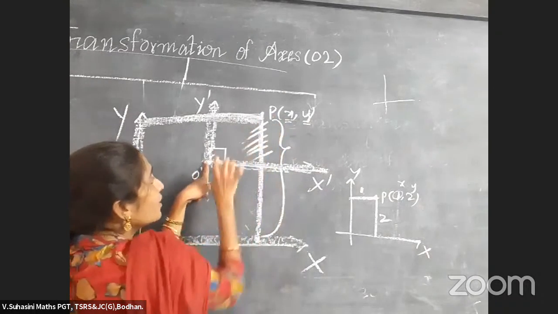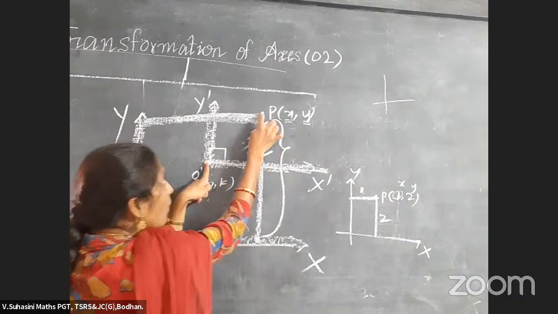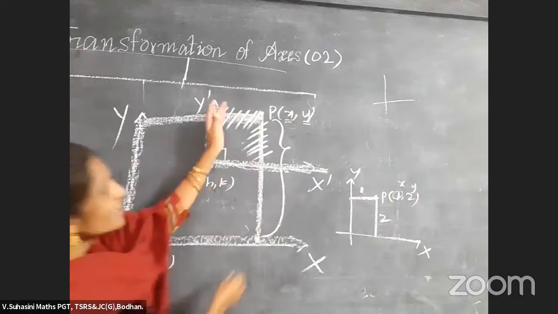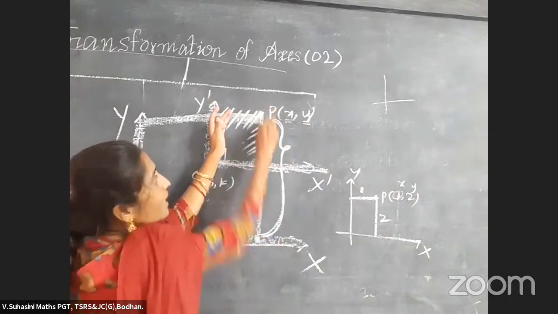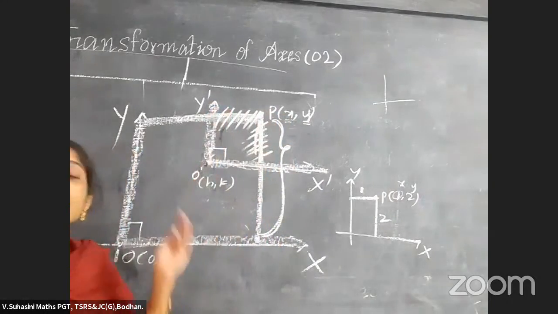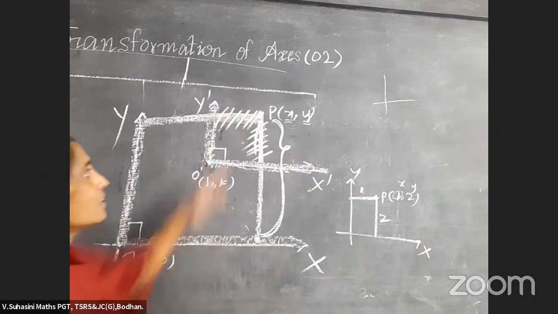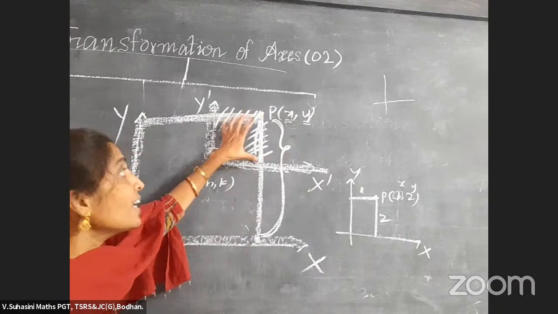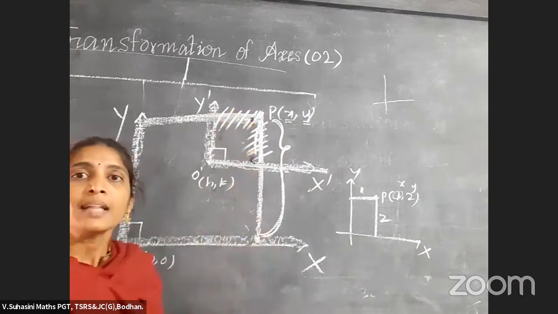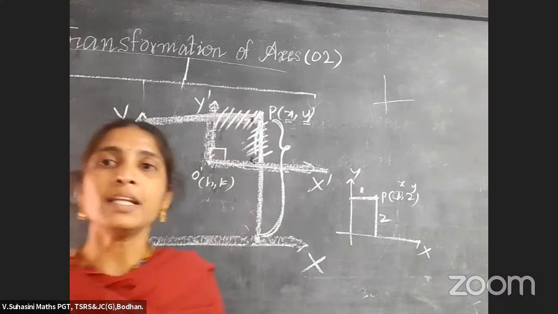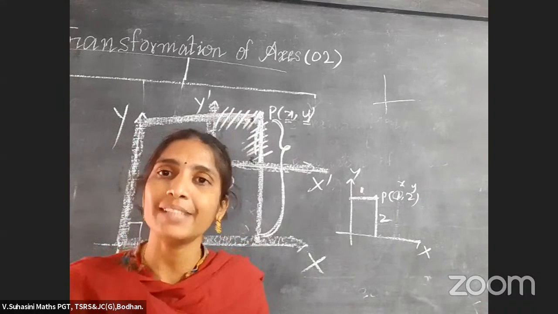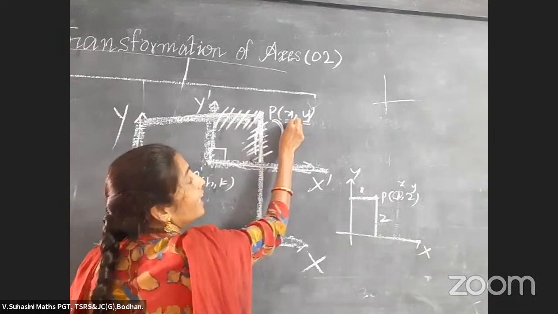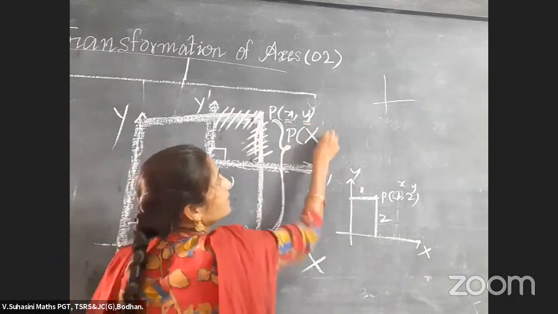Now, with reference to the new system, the perpendicular distance of this point from the y-axis is only this much. Can you find the difference from this length to this length? There is a change in the length from here to here. So, when the length changes, the perpendicular distance of the point from the coordinate axis changes. That change correspondingly gives the change in the coordinates of the point.